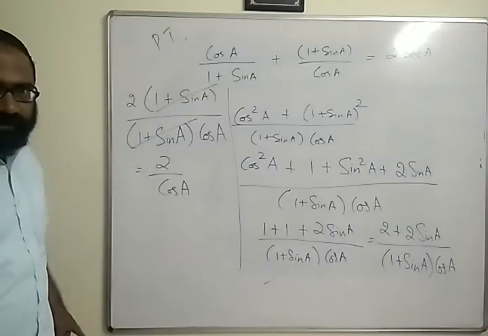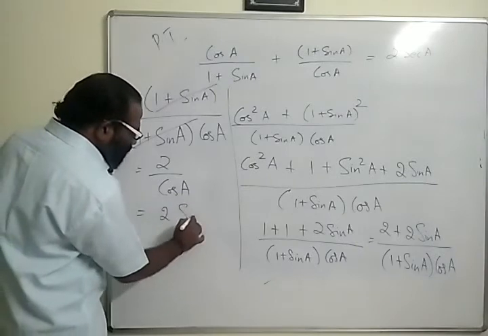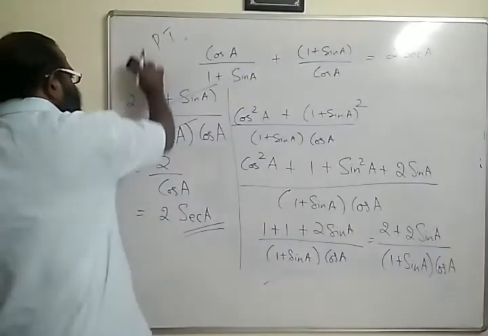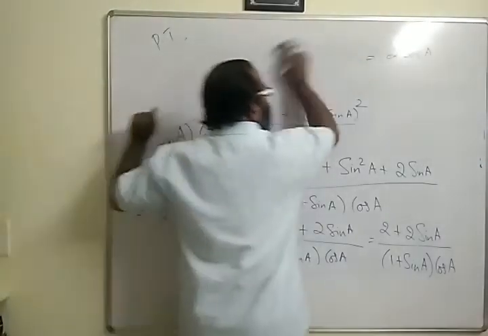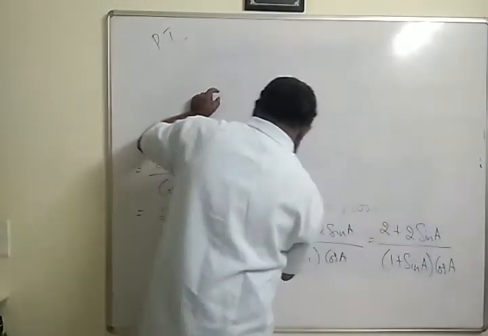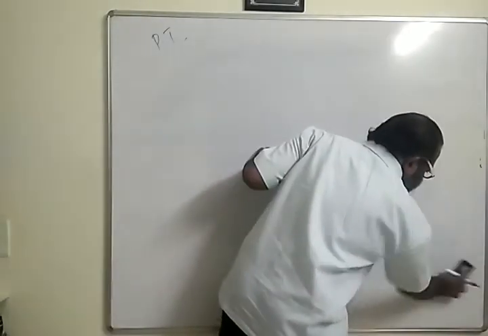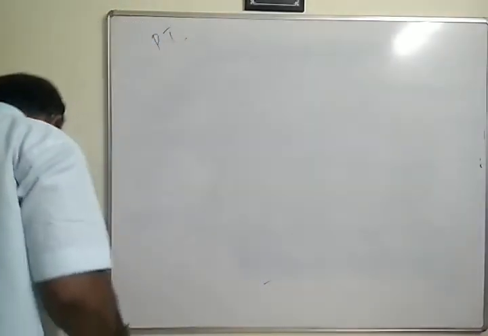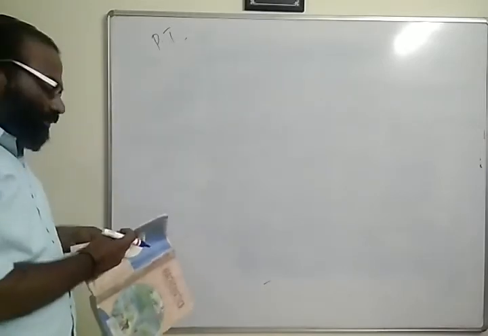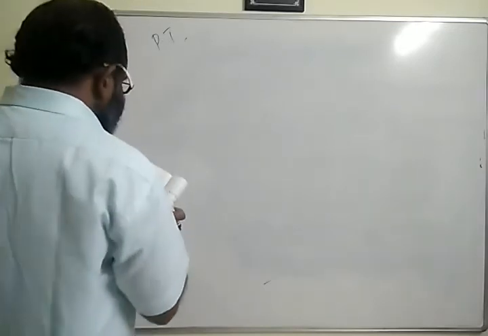And what is 1 by cos A? 1 by cos A is secant A. So I can write it as 2 secant A, which is equal to the right hand side. Hence we have proved this. So slowly as we keep doing this, you will start getting the hang of how to look at identities, what would be the easiest way to do it, and sometimes you may come up with your own methods also. So keep doing. The more you practice, the better you become.